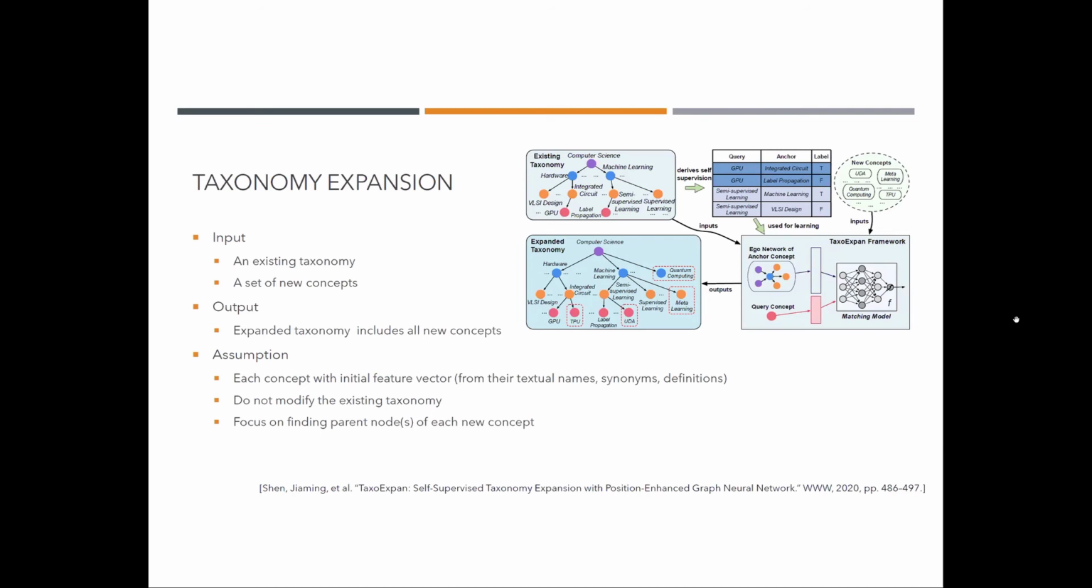They are currently a language embedding coming from their names, synonyms, as well as definitions. So you see why we require the new concepts we are adding to have a few sentences of definition, to help us generate a better quality initial feature vector. We also assume we don't modify the existing taxonomy and only focus on finding a parent node for each individual new concept, which means all new concepts can only be added as leaf nodes of the taxonomy.